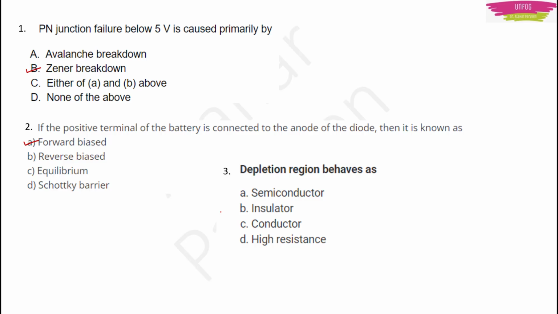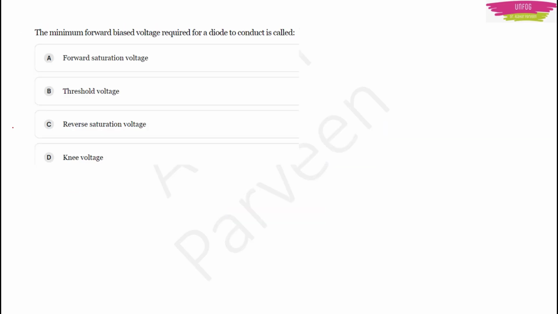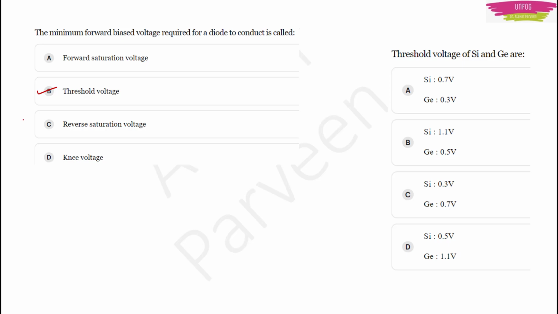Depletion region behaves as an insulator, as I told you, right? The minimum forward biased voltage required for a diode to conduct is called the threshold voltage. The threshold voltage of silicon and germanium will be 0.7 volts and 0.3 volts. You have to remember these values.